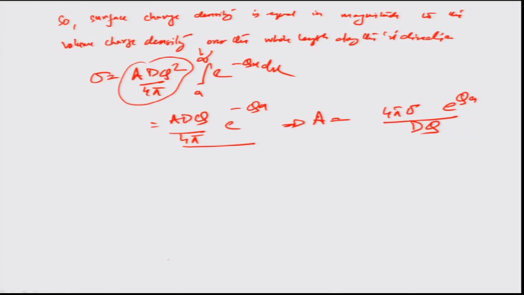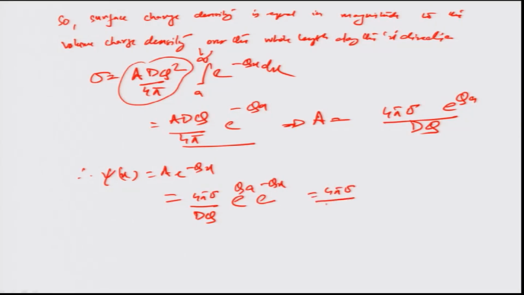And if I substitute this back into the expression for rho x, which is actually A e to the power of minus qx, we would have 4 pi sigma by dq e to the power of qa times e to the power of minus qx. In other words, 4 pi sigma by dq e to the power of q(a minus x).